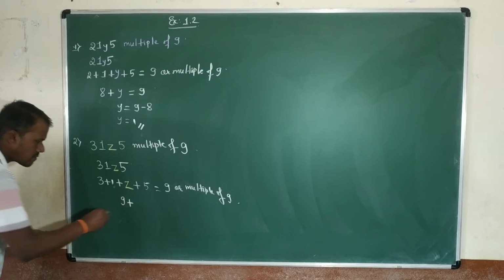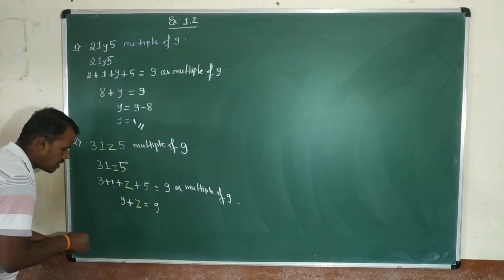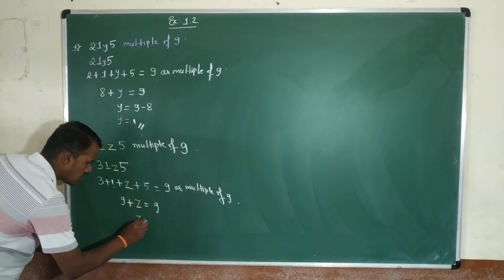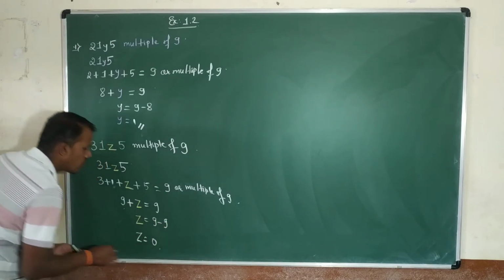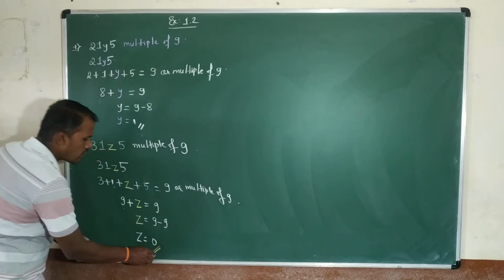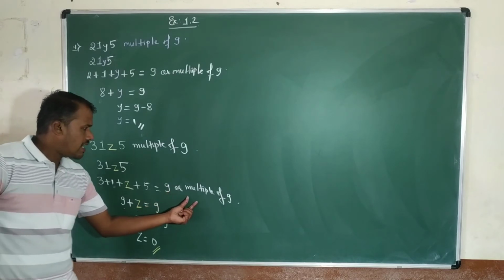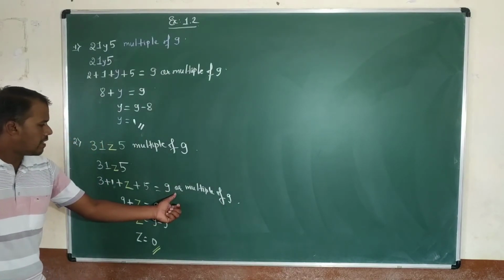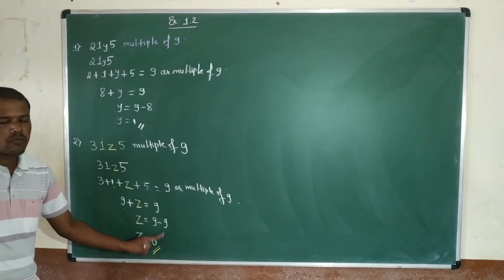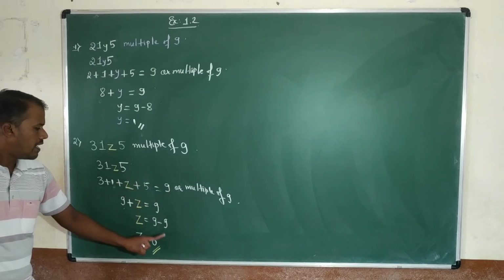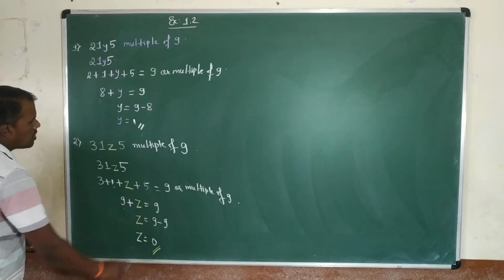9 plus z is equal to 9. Therefore z is equal to, this 9 goes to that side, it becomes minus, z is equal to 0 is the answer for this question. Here z is equal to 0 if we put 9. If I write the multiple of 9, means if I put here 18, then what happens? 9 is the answer, z is equal to 9. If I put here 27, then here 18 is the answer. Okay, in this way. Here z is equal to 0.